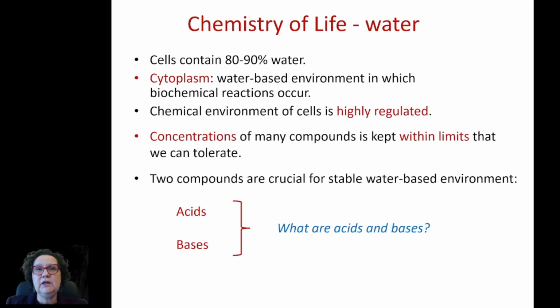So the cells keep concentrations of all sorts of compounds within certain limits that the cells can tolerate. And a lot of effort goes into regulating those environments. And two crucial elements to stabilize those water-based environments are acids and bases. Biological systems play a lot with the concentration of acids and the concentration of bases inside the cells, in the chemical processes, to keep the biological environment stable.